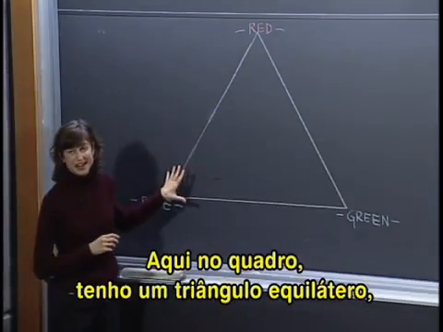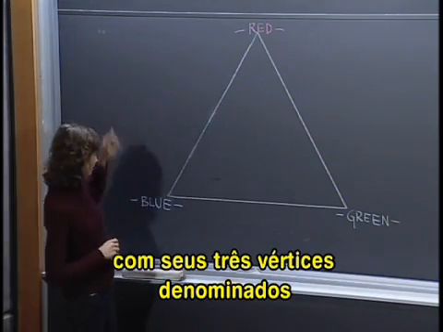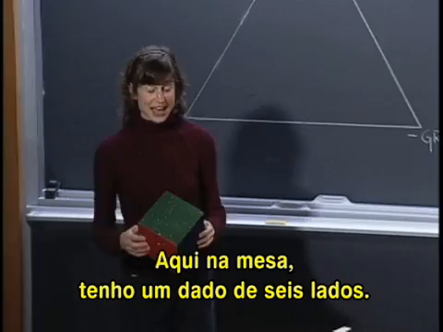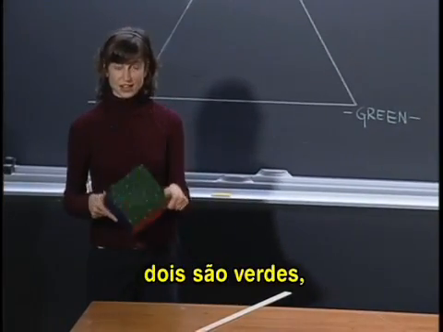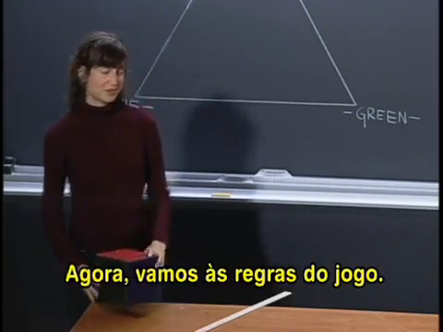On the board behind me, I have an equilateral triangle with its three vertices labeled red and blue and green. And here on the table, I have a six-sided die with two faces colored red, two faces colored green, and two faces colored blue. Here's how you play the game.